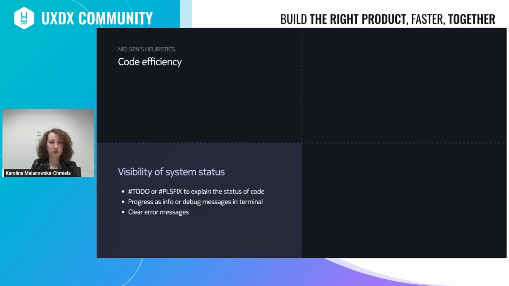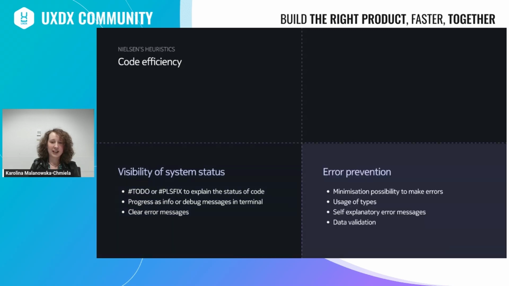Onto the third category, code efficiency. We have there visibility of system status. And this is quite easy because we can let other developers know what the status of our code is. So for example, if some functionality is missing, we can let other developers know that there's a to-do, we need to add something to this function. We can also provide progress or debug messages when you write some part of code that displays something in a terminal, and provide clear error messages that will again let us recognize rather than recall.